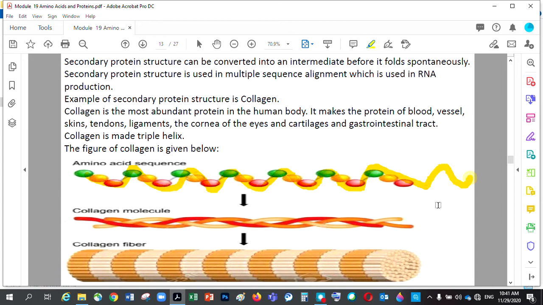It goes like this, in a spiral way, with a little bit of the beta sheet, secondary. They come, and then three chains of those or four chains of those come together. See, here they are making fibers. At the end, see, it looks like this. Here it is. And this is called collagen, the most abundant protein in the human body, made of secondary proteins.